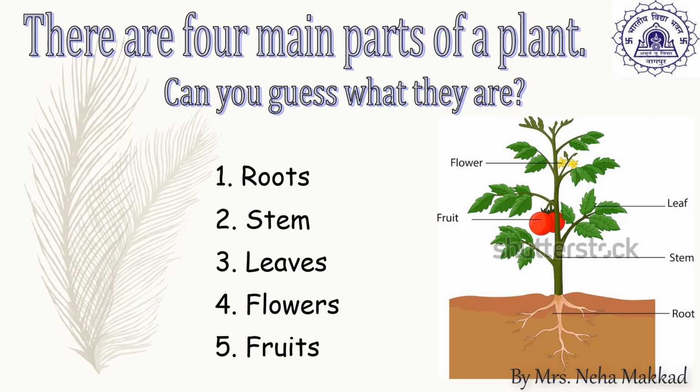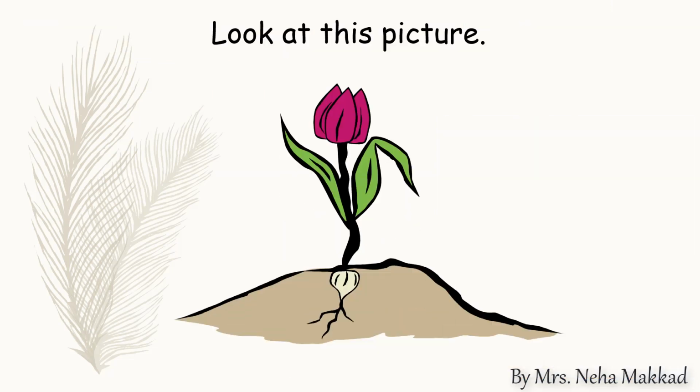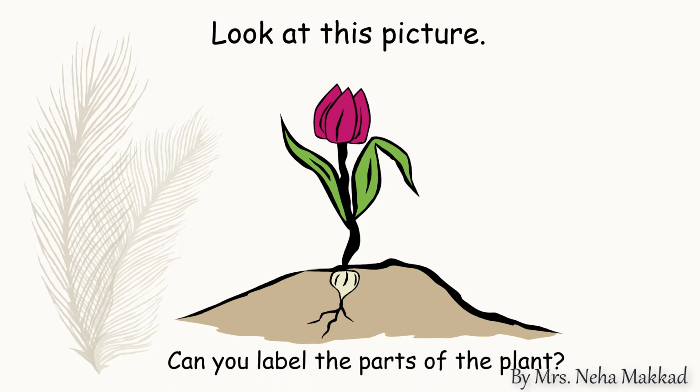Students, roots grow below the ground in the soil. The stem, leaf, fruit and flower, they grow above the ground. Let us see what are their functions and how do they help the plant. Look at this picture. It is of a plant. Can you label the parts of the plant? Today we will label the parts of plant.